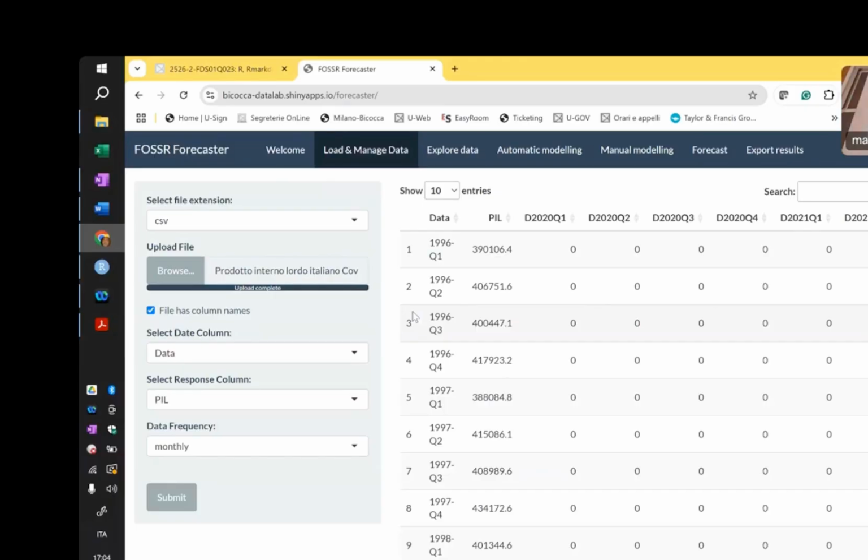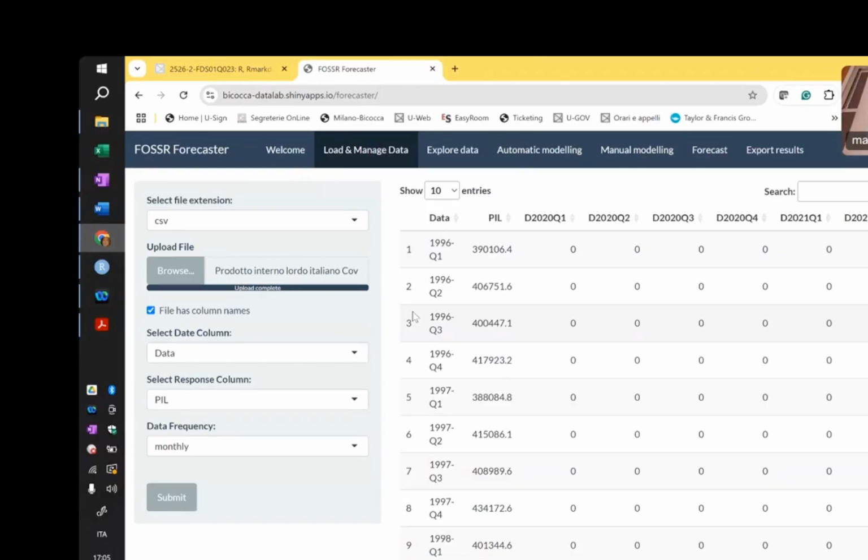So you have the Italian GDP. This is, for example, how the date is stored in this time series. You have the year, then the Q for quarter, and then the number of the quarter. Of course, that has to be converted into some kind of date.